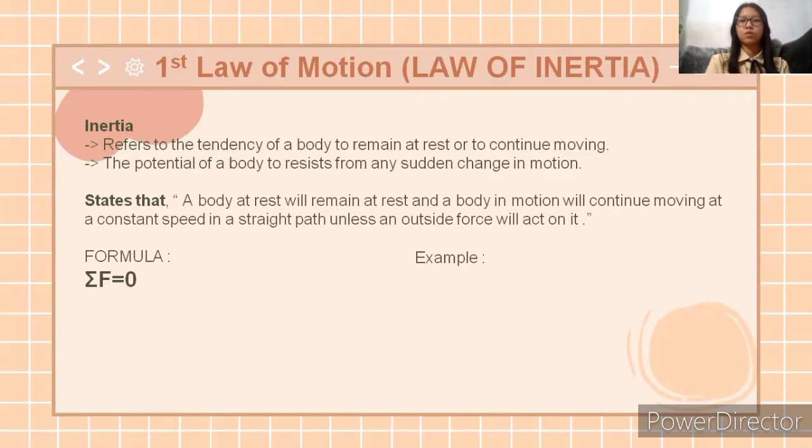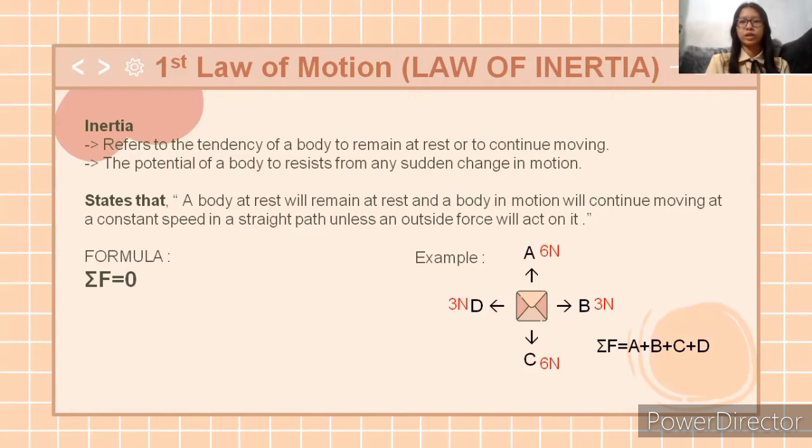Example: there are 4 forces acting on a box. They are force A, B, C, and D. Force A is 6 Newton, B is 3 Newton, C is 6 Newton, and D is 3 Newton. To find the total force, we're gonna use the formula sigma F is equal to the total force, or sigma F equal to A plus B plus C plus D.